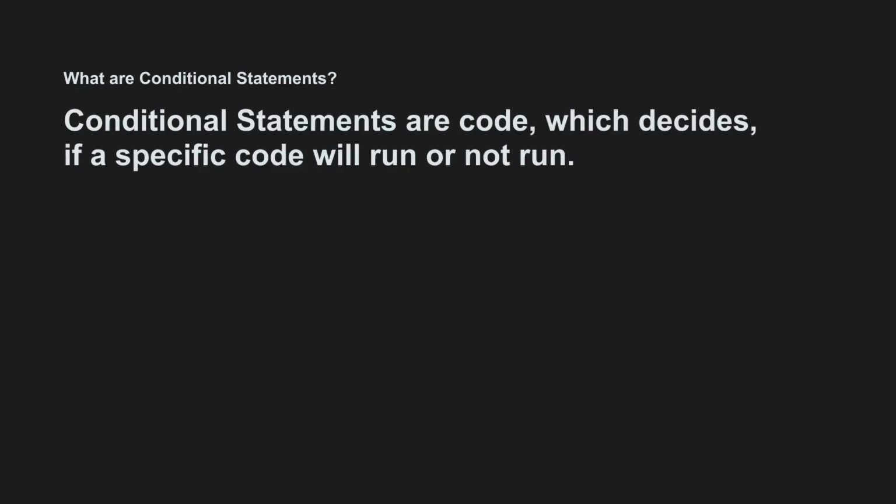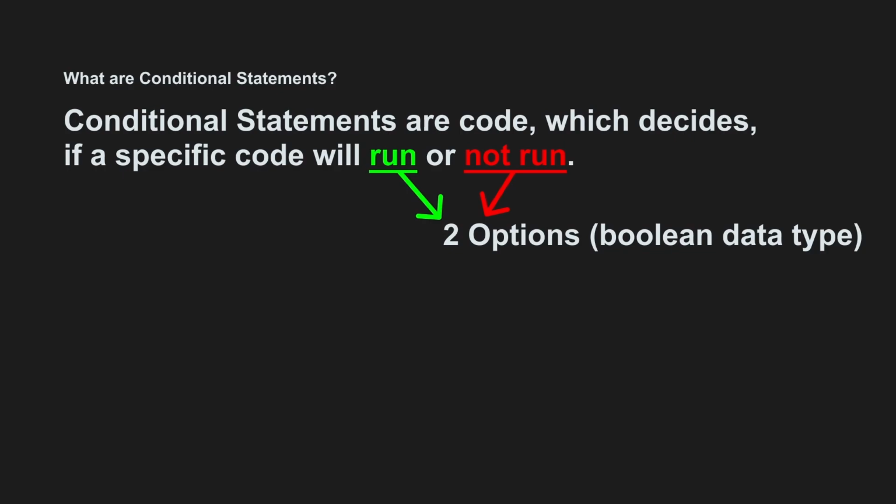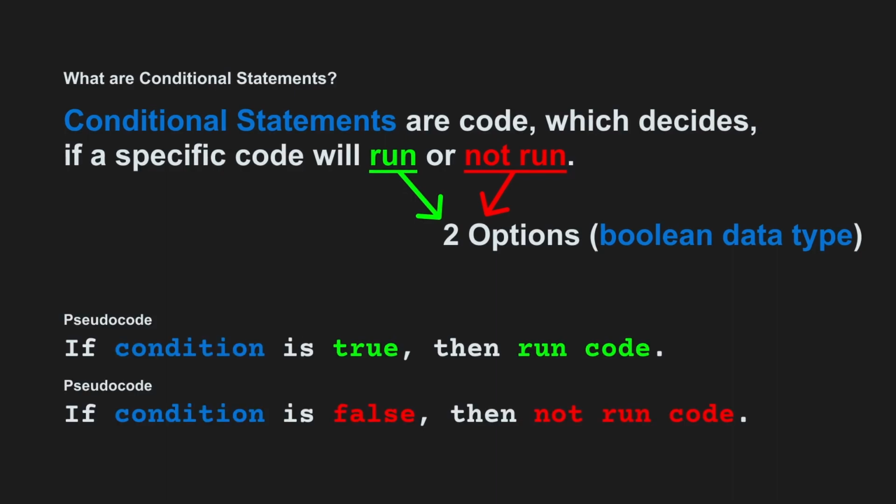What are conditional statements? Conditional statements are code which decides if a specific code will run or not run. So you can already see we have two options. It can either run or not run. And that means that conditional statements are always Boolean data types. We can put this whole thing into pseudocode. So we have, if the condition is true, then run the code. And we have, if condition is false, then do not run the code.